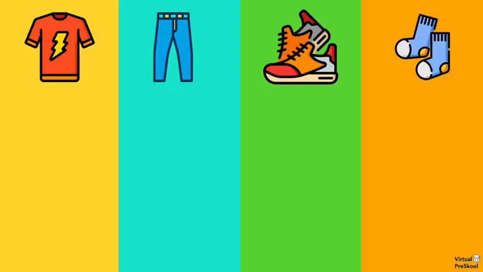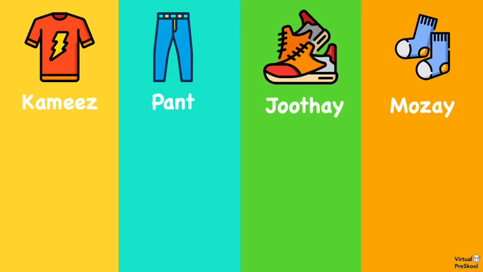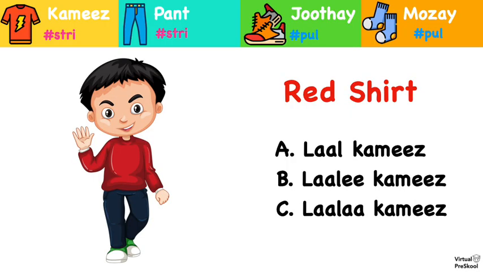First, let's review the vocabulary for each of these clothing items. Shirt is kameez. Pants are pant. Shoes, joothay. Socks, mozay. Now let's put each of those into a noun category. Kameez is a stri word. Pant is stri too. Joothay are pull, and so are mozay. And you should know from class what pull and stri mean and why knowing whether each of these is pull or stri is important. Now let's do some practice problems.